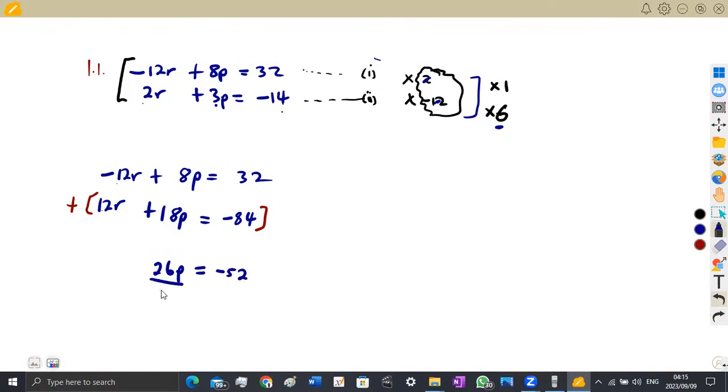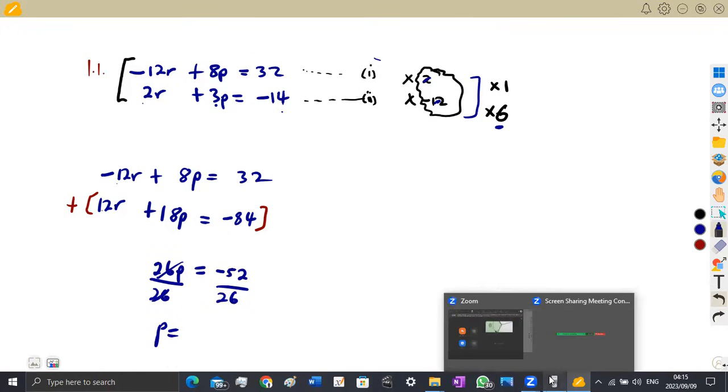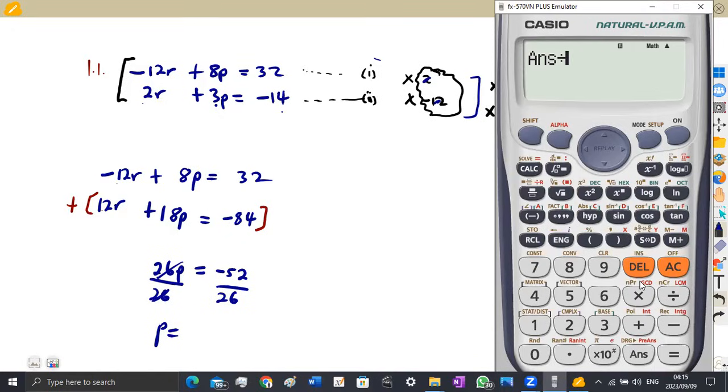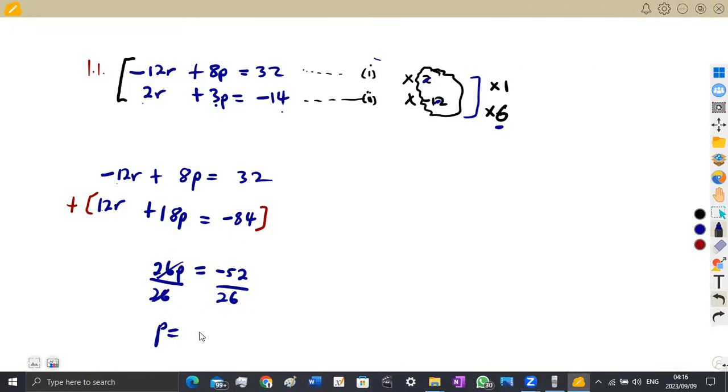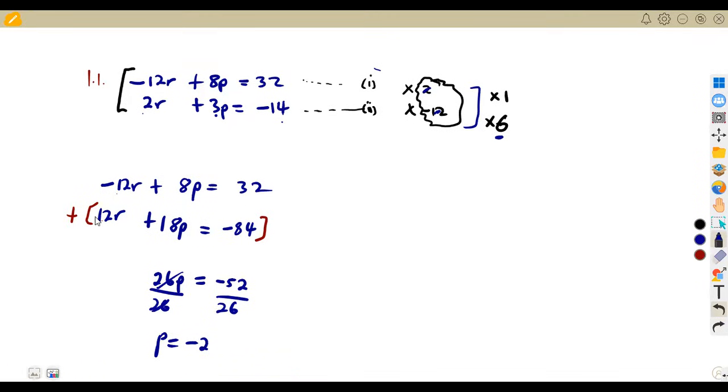Finding the value of P, simply divide by 26 both sides. The value of P is going to be negative 52 divided by 26, and we are going to obtain P as negative 2. So that is how we play around with the elimination method. You eliminate one part to find the remaining part.